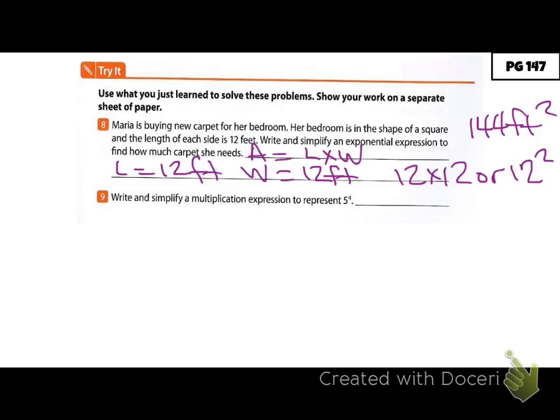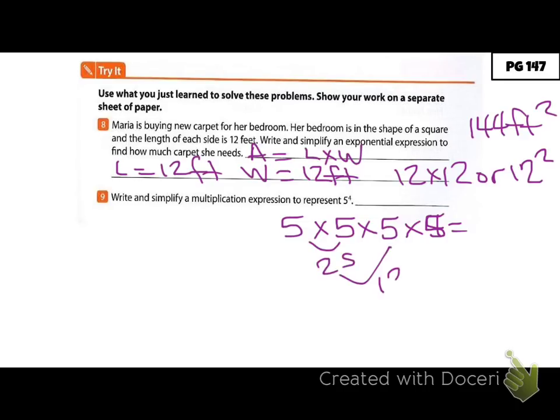Number 9, write and simplify a multiplication expression to represent 5 to the 4th power. Well, 5 is the number we're multiplying, and the 4 tells us we're multiplying it by itself 4 times. So it would look like this. Oops, sorry, that's a 5. And then when we multiply 5 times 5, we get 25. 25 times 5 is 125, and 125 times 5 is 625.